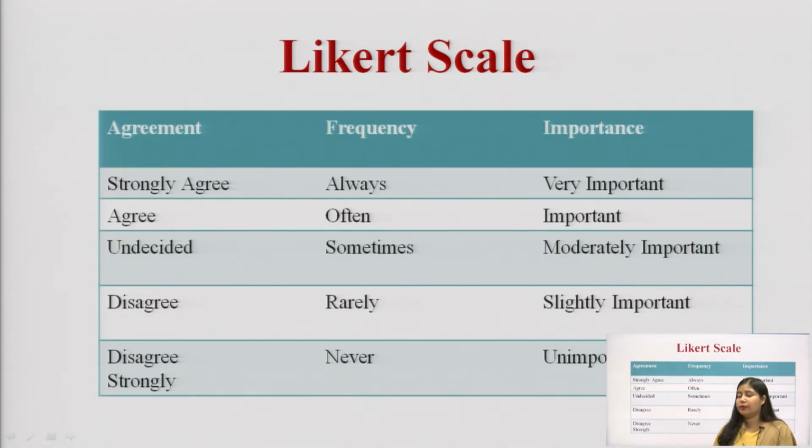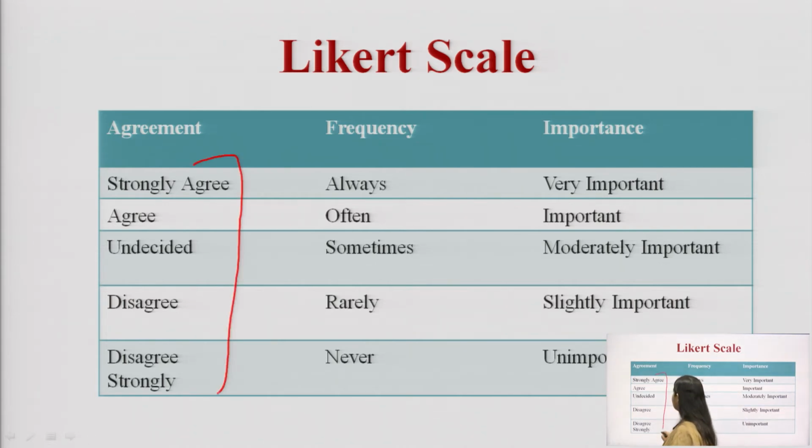Some examples of the Likert scale. When we talk about agreement, it means you want to know whether the respondent agrees with your statement or not. Then you use this 5-point Likert scale, from strongly agree, agree, undecided or neutral, then disagree and strongly disagree.